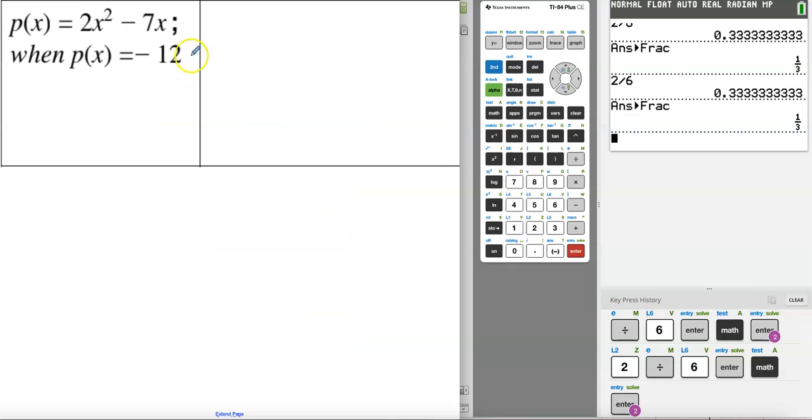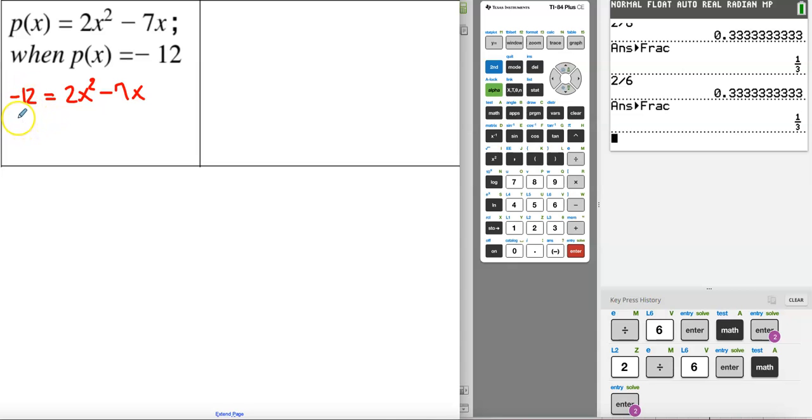Okay, let's look at another example here. Hopefully you guys are getting it. So this one says p of x is equal to 2x squared minus 7x, and it says when p of x is equal to negative 12. So it's telling me the value of p of x. So obviously I have to substitute negative 12 for p of x. So I'm going to put negative 12 for p of x, and this is still going to equal 2x squared minus 7x.